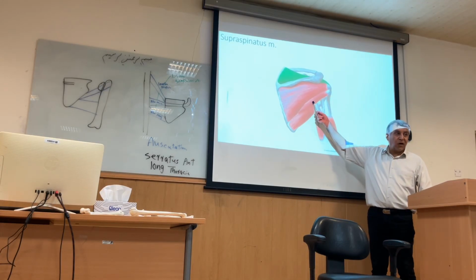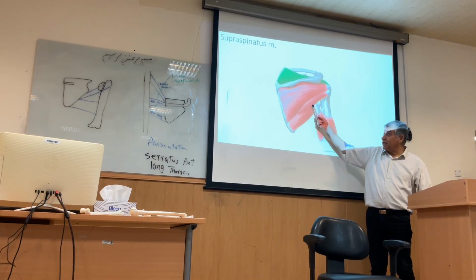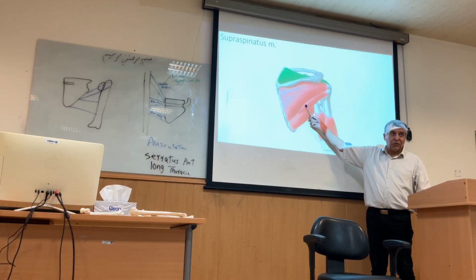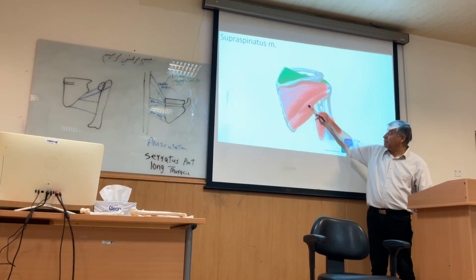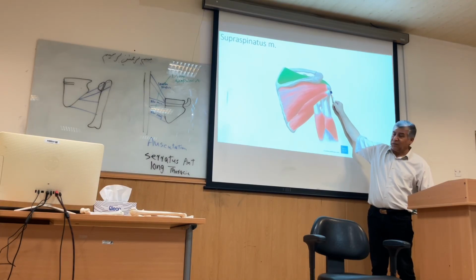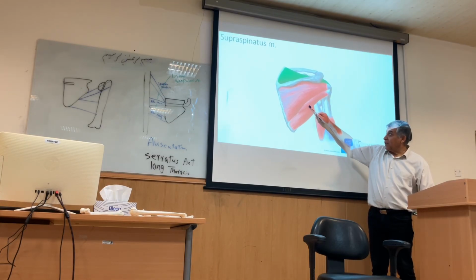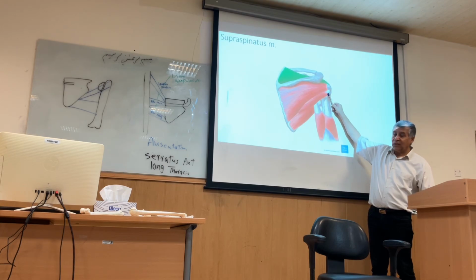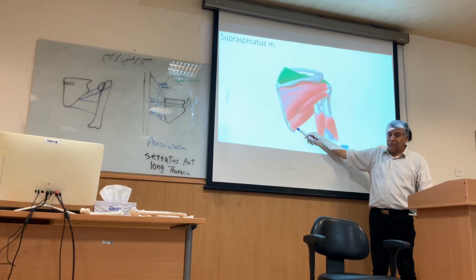This one is called teres minor. This one, teres major. Both of them originate from the lateral border of the scapula. Teres minor passes behind the shoulder joint and inserts into the greater tubercle of the humerus.